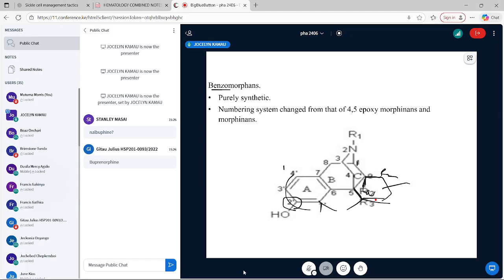So this is a vestige or a remainder of ring C. And this one here is a remainder of ring C. So the substituents that are found in position 5 and position number 9, that substituent there and that substituent there, are vestiges, the remains of ring C, and they must be there for the benzomorphans to have activity.